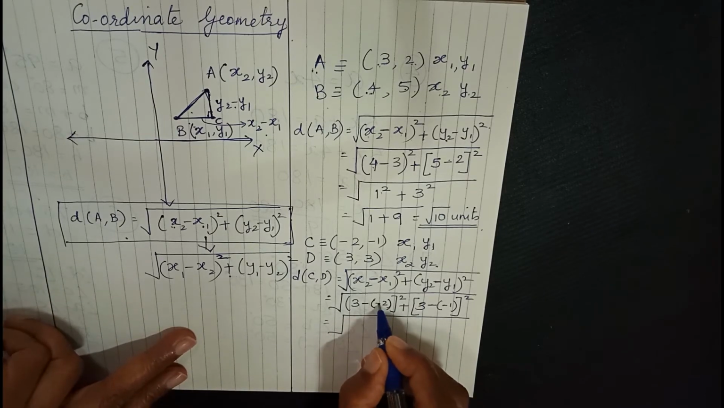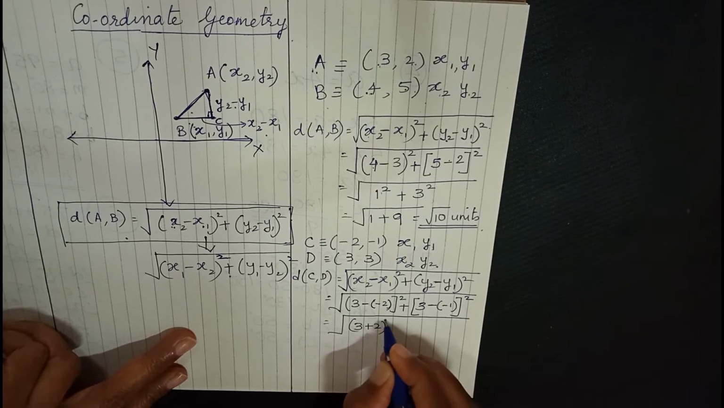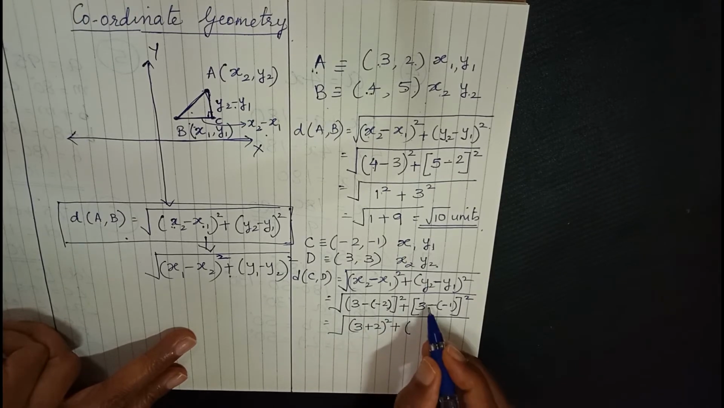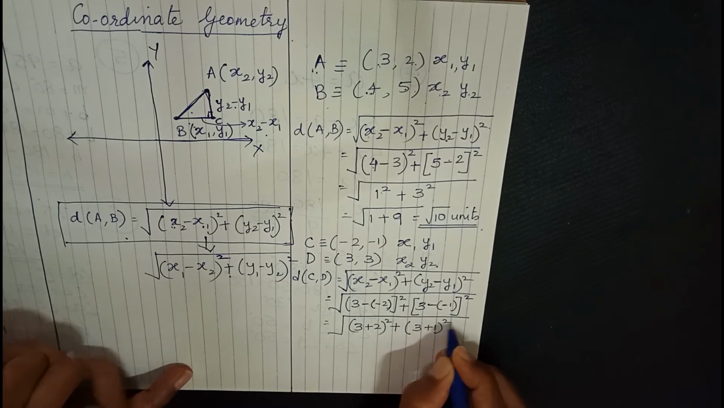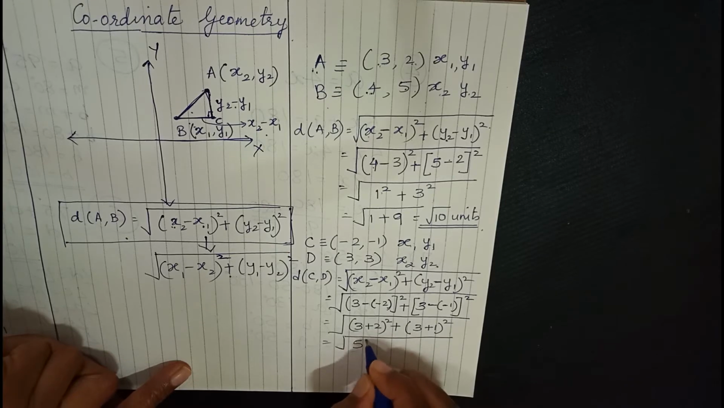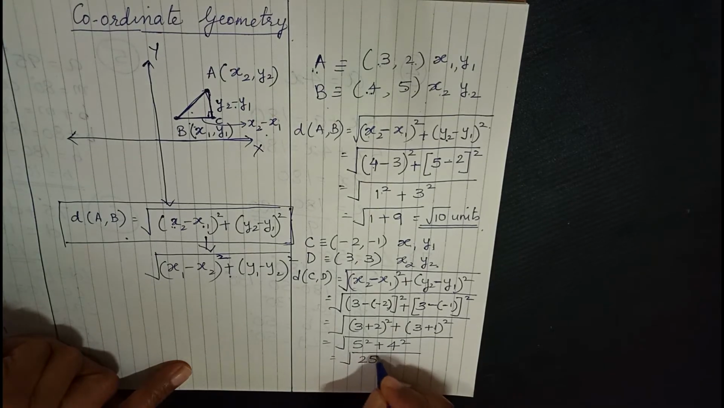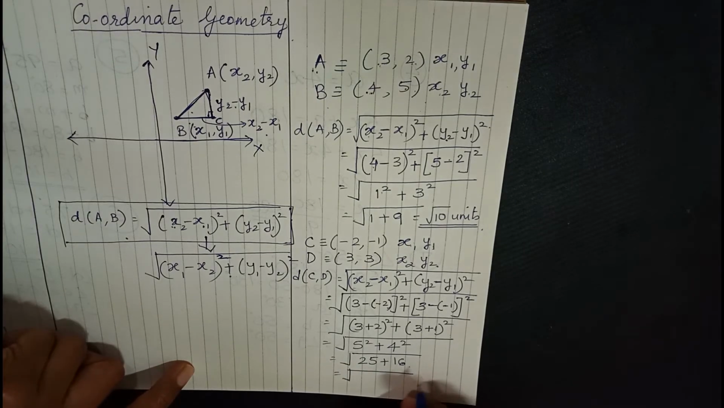Now you can see minus of minus is plus. So this will become (3 plus 2) the whole square, plus again here minus of minus is plus, so it will become (3 plus 1) the whole square. So what we get is 3 plus 2 is 5 square and 3 plus 1 is 4 square. So 5 square is 25 and 4 square is 16. So on addition of these two, you will get your answer in units.